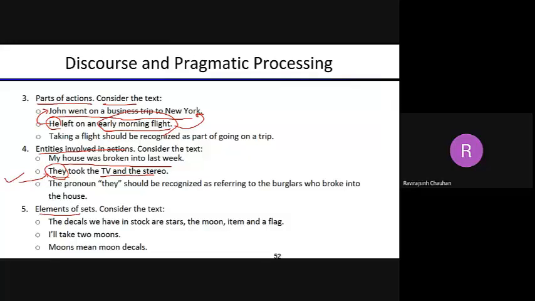Elements of the set. The decals we have in stock are stars, moon, item and a flag. Right? So we are talking about decals. What are we talking about? Decals. Then the second sentence is: I will take 2 moons. Here the 2 moons are not talking about the real moon, the real celestial moon. Here moons means moon decals. Is it understandable? So that must be understood.